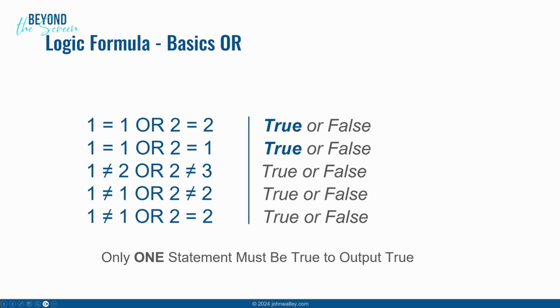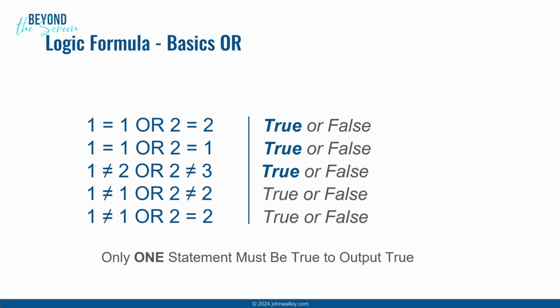We can look at the not operator as well in these, where we're saying 1's not equal to 2, which is a true statement, or 2 is not equal to 3, which is also a true statement. So both of these are true, but only one would have to be true. So this is also a true statement.